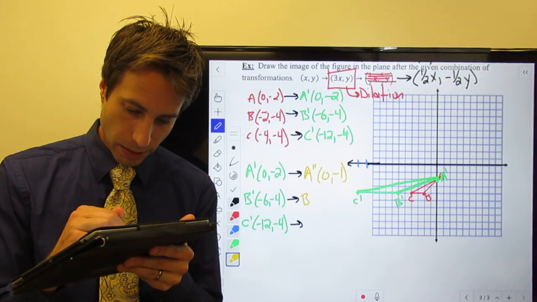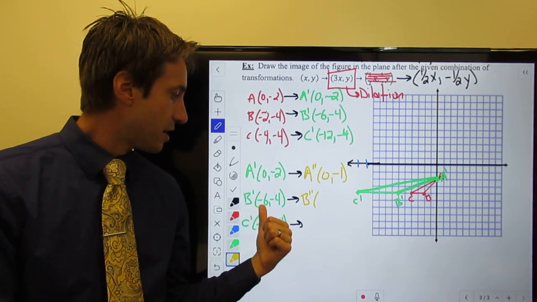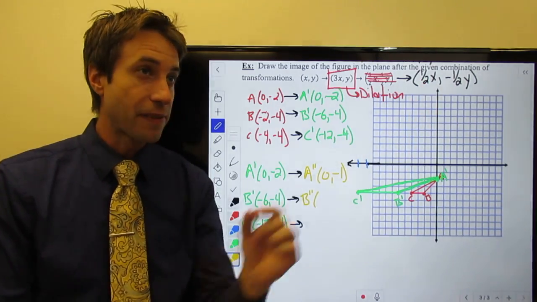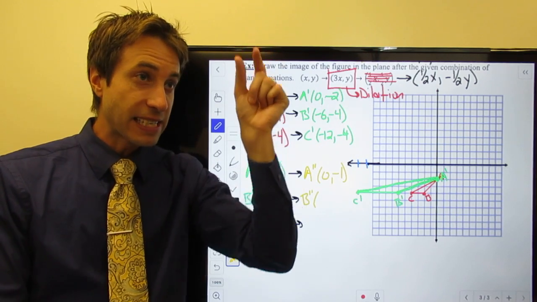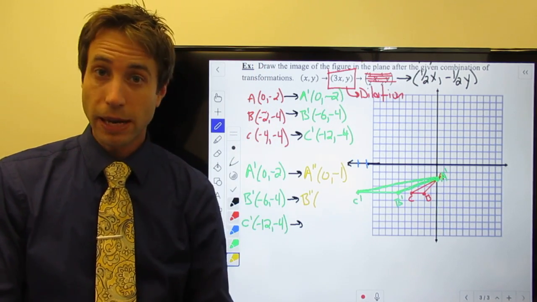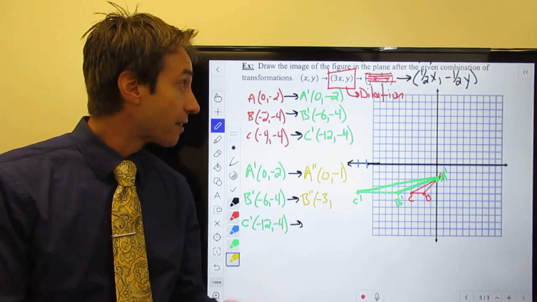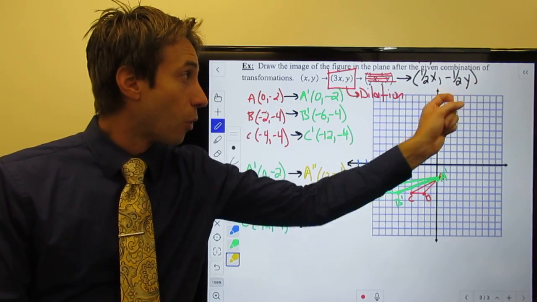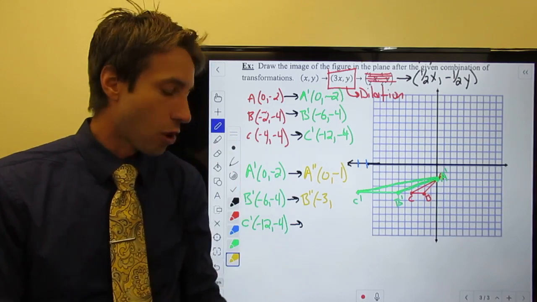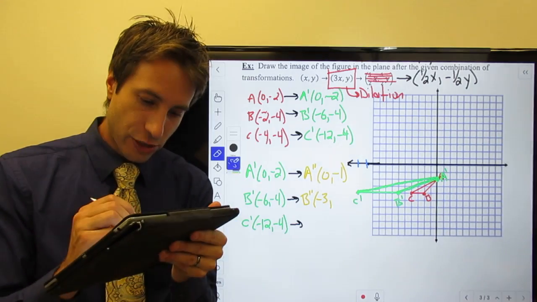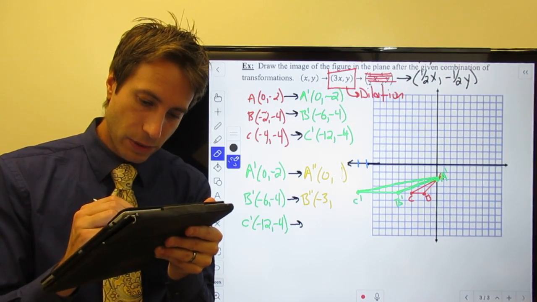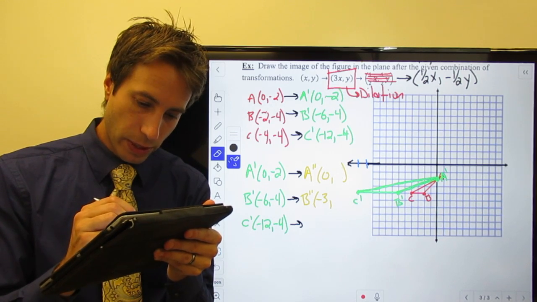B double prime. Here we go. Negative 6 times 1/2. Negative 6 goes into the top. Negative 6 divided by 2, minus 3. Keep going. Negative 4. I'm so sorry. Scratch that again. I keep doing really weird stuff.